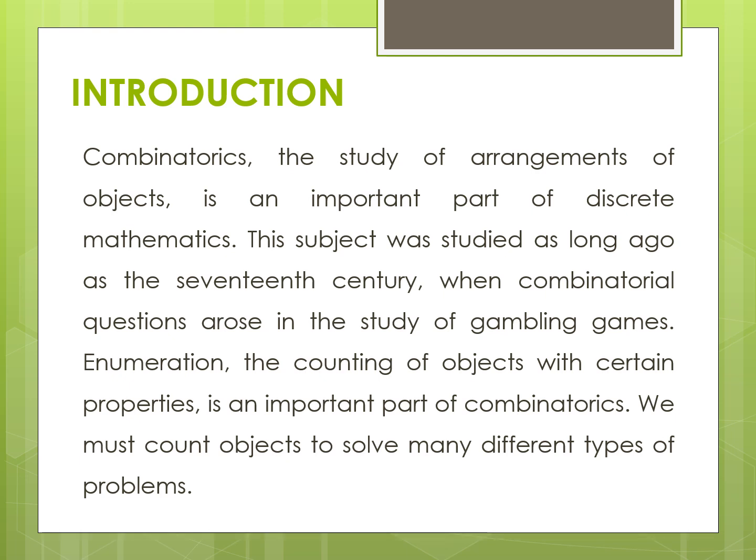This chapter tackles combinatorics, which is the study of arrangements of objects, one of the important parts of discrete mathematics. We also define the word enumeration as the counting of objects with certain properties. It also plays an integral part of combinatorics. In solving different types of problems, one must know how to count. An example of this is our daily commuting, going to school or any place. One must know to give the exact fare as well as the change, if there is any.